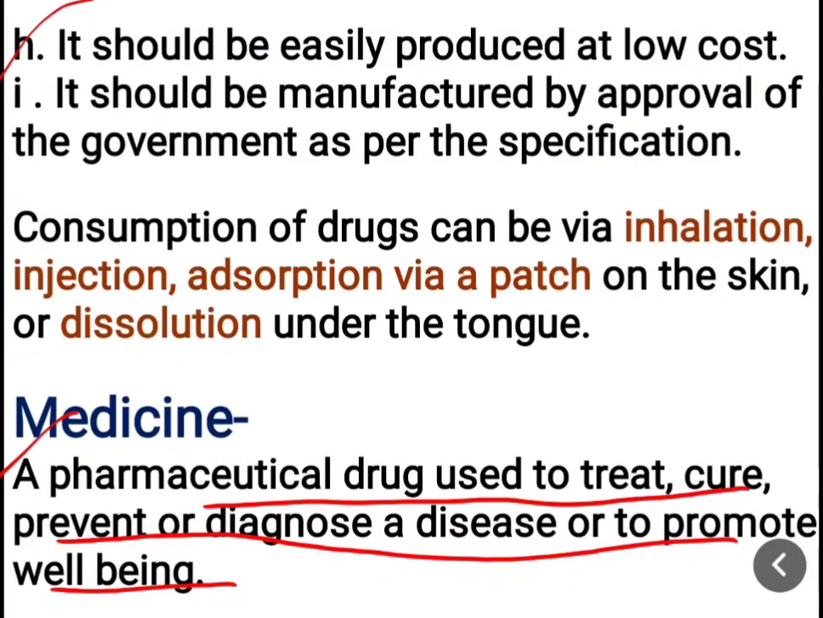Okay. Consumption of a drug can be by various methods: by inhalation, by injection, by absorption via a patch on the skin, or by dissolution under the tongue. Okay. Now we have to consider medicine. What is medicine? Medicine is a pharmaceutical drug that is used for treatment, for curing, for preventing or diagnosing a disease, or to promote the well-being of human bodies or other animal bodies also.